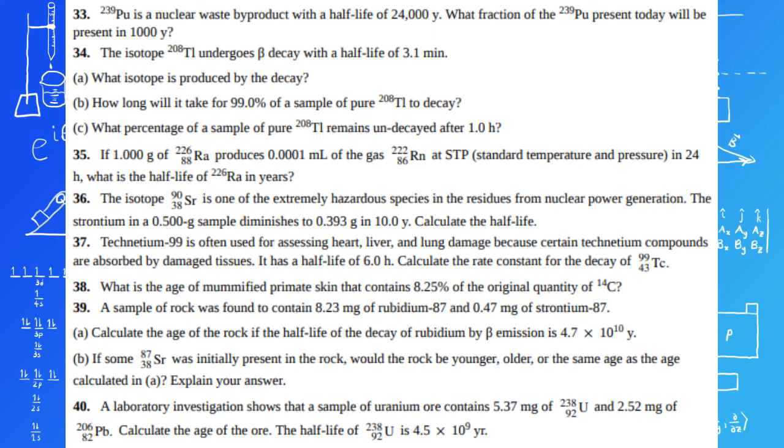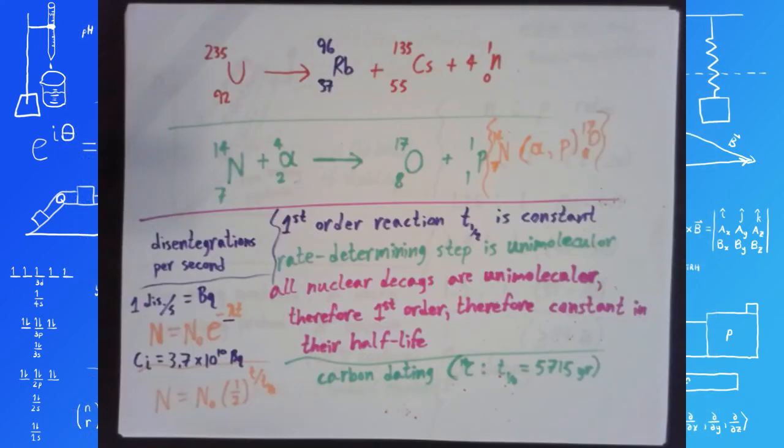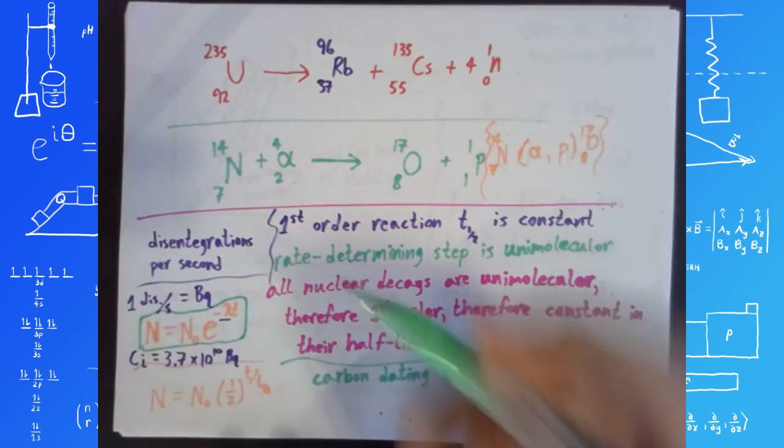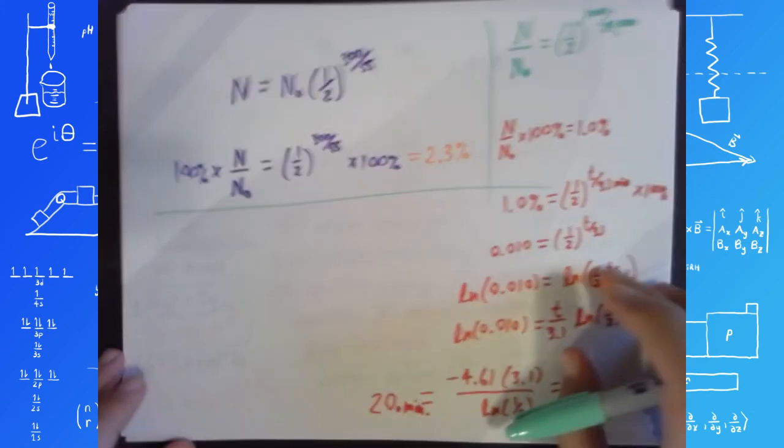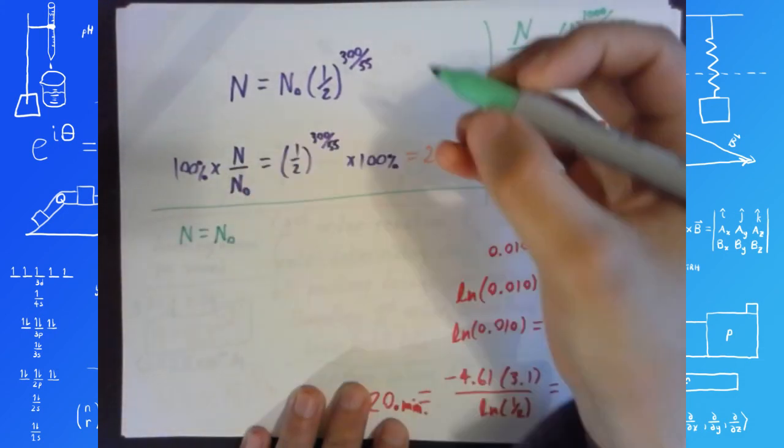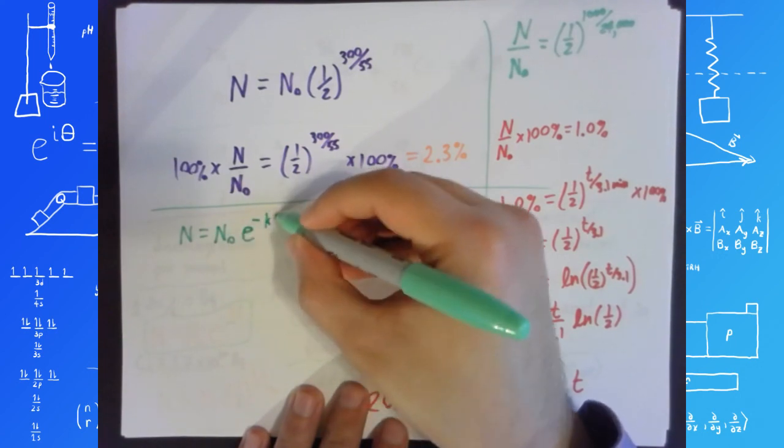37. Is it more of the same? Calculate the rate constant for the decay. The rate constant. Let me see. The rate constant, so that would be using the other version of the equation that I listed earlier. Yeah, this right here. Let me just rewrite it here. It's going to be n final equals n initial times e to the negative k, for the rate constant, times t.